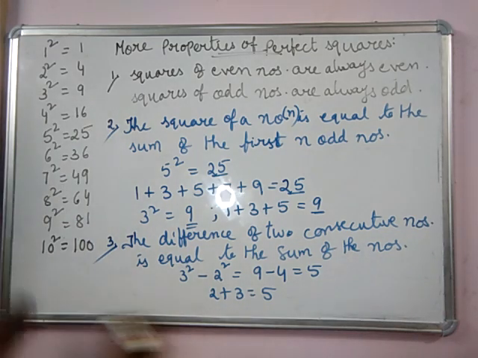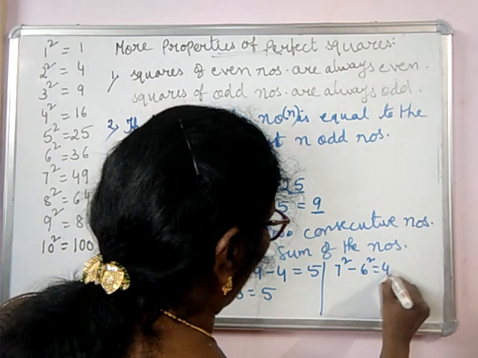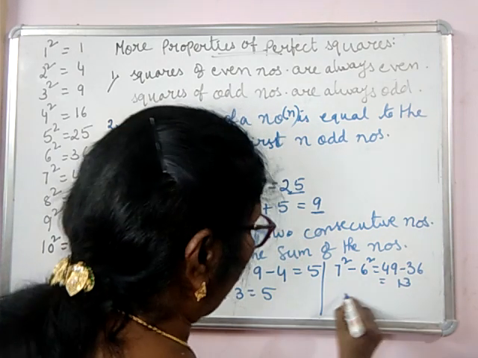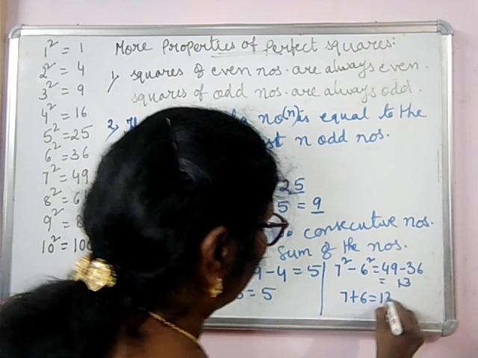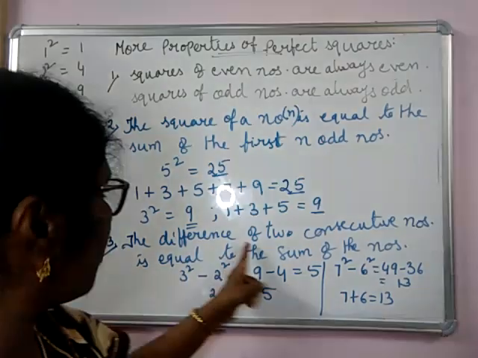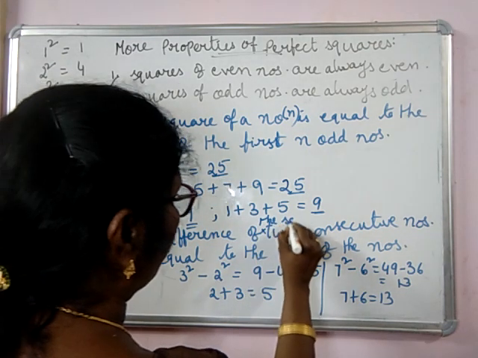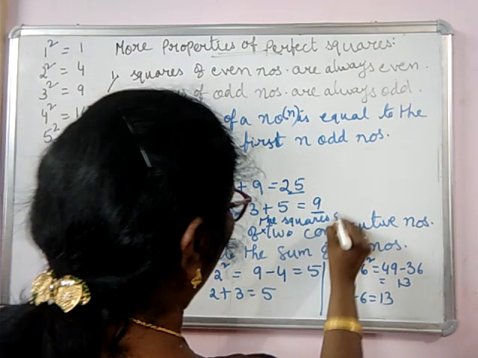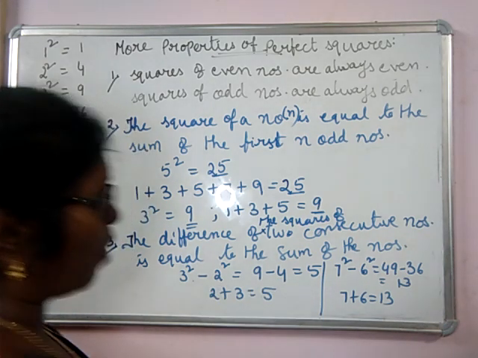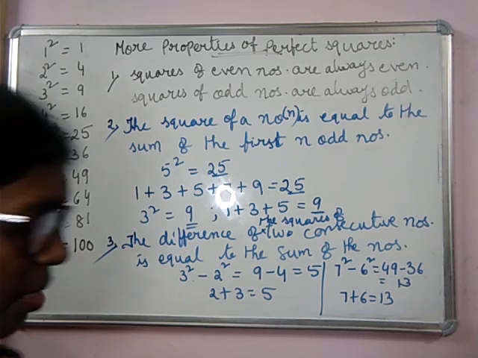7 square and 6 square, let us take. 7 square minus 6 square. 7 square is 49, 6 square is 36. You will have 13. 7 plus 6 is 13, or not? So, the difference of the squares of two consecutive numbers is equal to the sum of the numbers. Okay. And some more properties, let me explain to you.